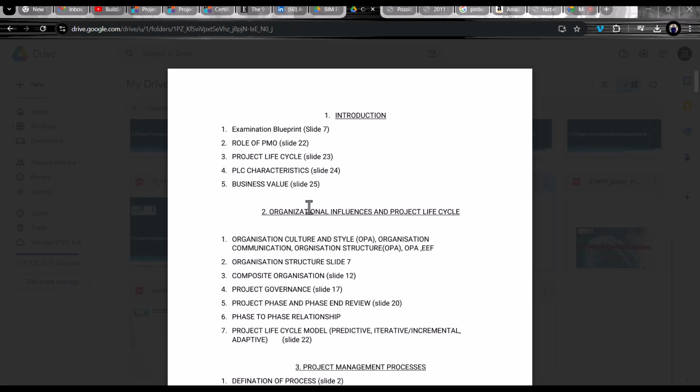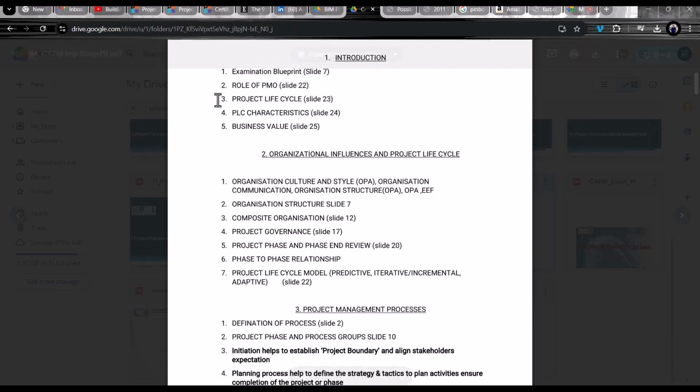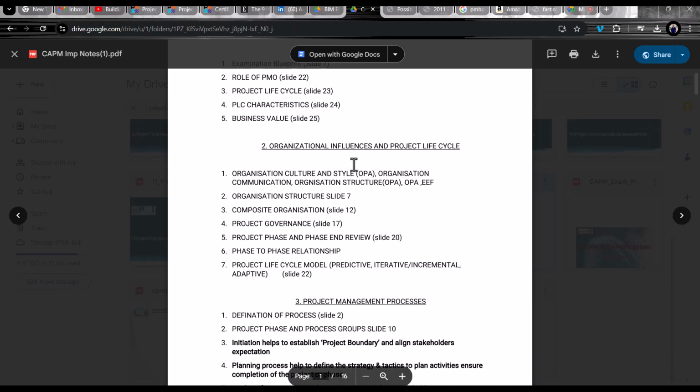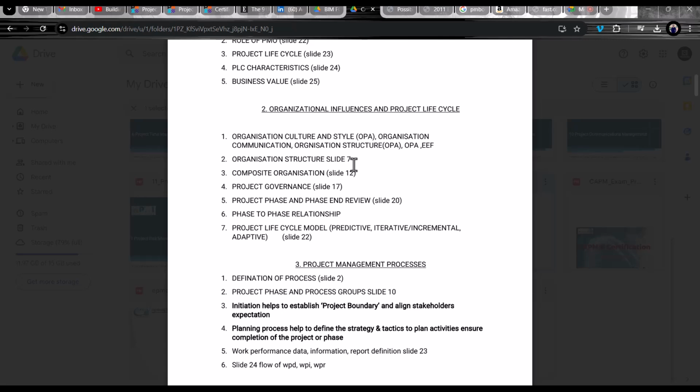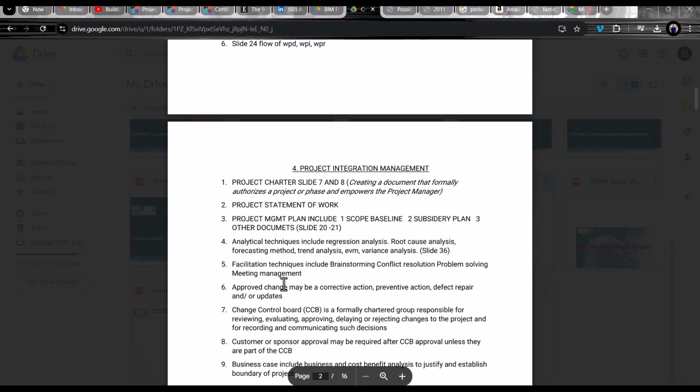So this is on the laptop. I have typed down what things I have to prepare just before the exam: introduction, examination, role of a PMO, project life cycle, and I have also mentioned which slide it is. So just before going to the exam you have to summarize everything you have learned. Okay, so this is a sheet which helped me a lot to summarize everything I have learned from a more than 1000 pages long book.